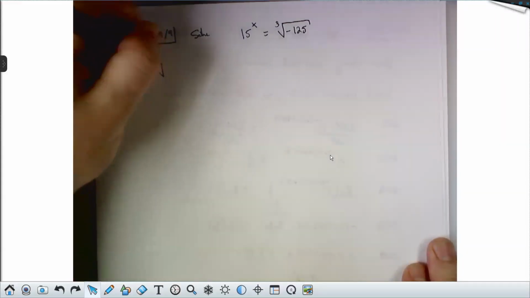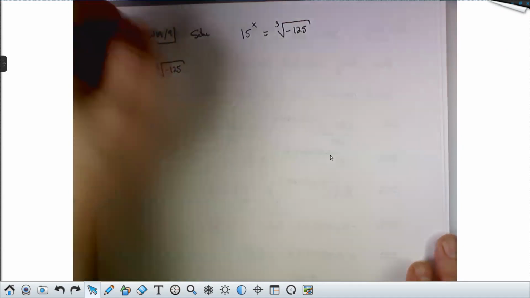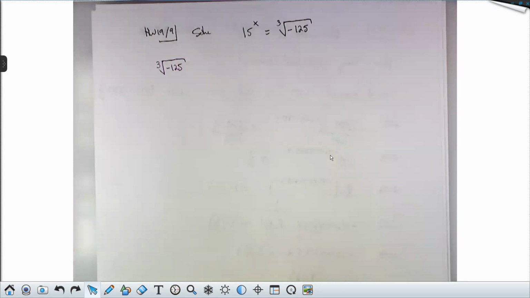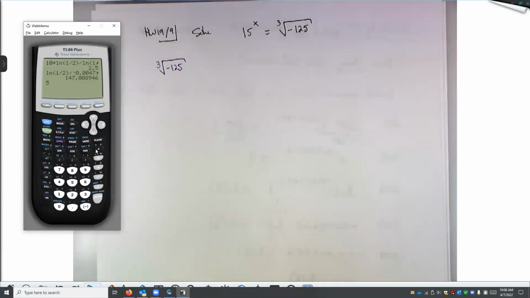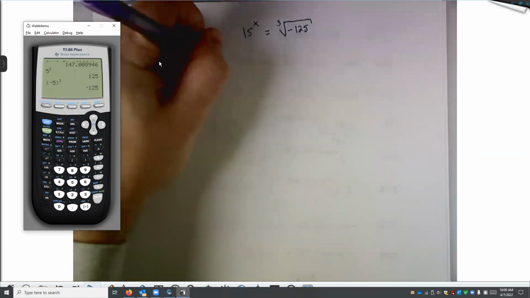So first, what is the cube root of negative 125? Who can help me with that? The cube root of 125 is 5 times 5 times 5. It's -5. Very good. 5 cubed is 125. So if you take -5 and you raise that to the third power, that's -5 times -5 times -5, which is going to be -125, which means that the cube root of -125 is -5.